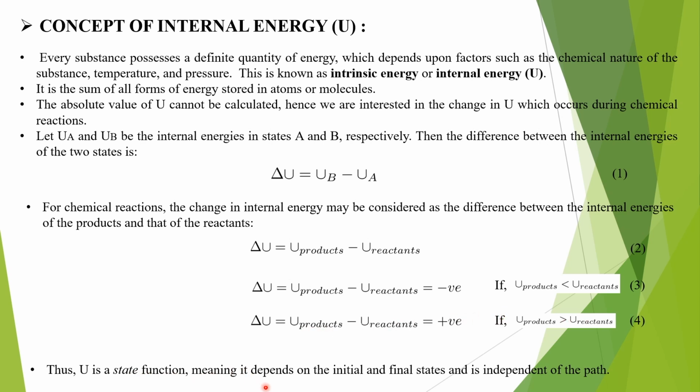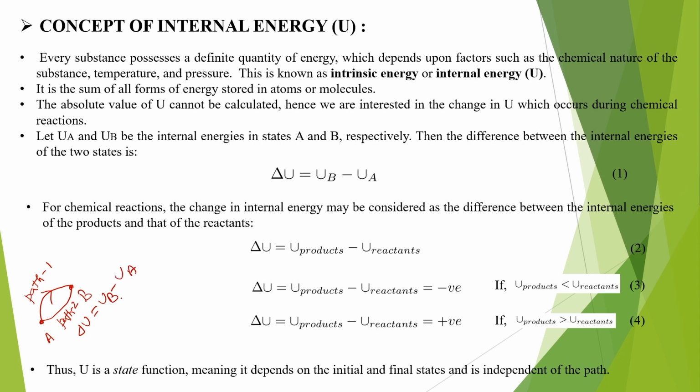Thus, U is a state function, meaning it depends only on the initial and final state and is independent of the path. Suppose we have a system A, and we have a system B. System A is our initial state and system B is our final state. If we go from A to B via this one, this is path 1, and this is path 2. So, there are two different paths. Delta U is UB minus UA, because A is our initial state, B is our final state.